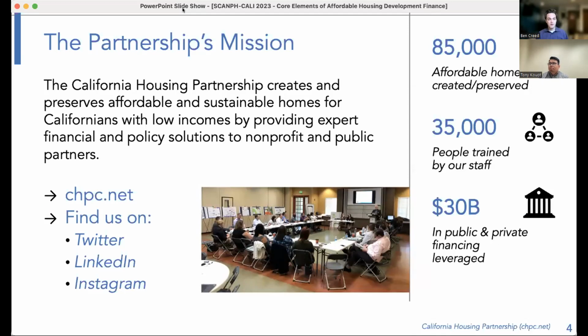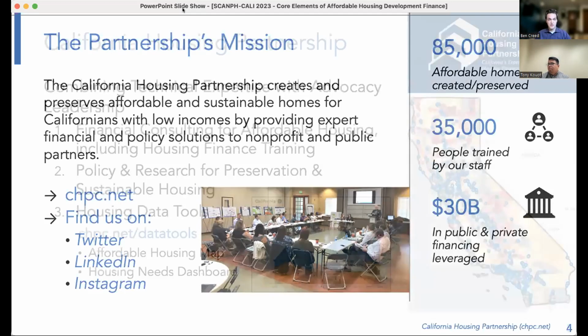Just a word about our employer, Tony and my employer, the California Housing Partnership. We were created by the legislature in 1988. And we assist the nonprofit and public sectors in affordable housing development, preservation, and sustainable housing as well for Californians with low incomes.